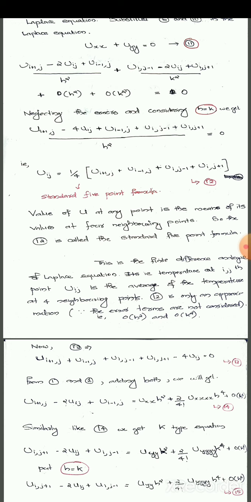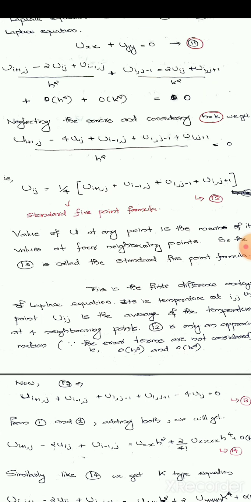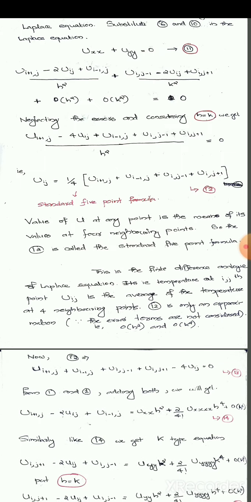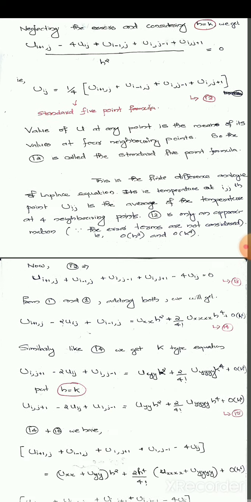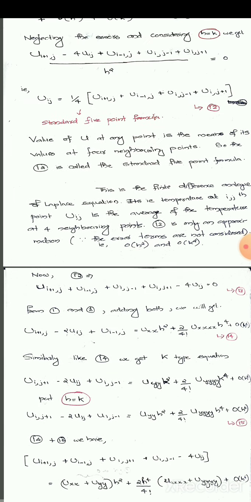We get the 5 points here. In this formula there are 5 points. So finding one point's temperature from the neighboring 4 points is called the standard 5-point formula. Thus, from the temperatures of the 4 points, we get the temperature of another point. The value of u at any point is the mean of its values at the 4 neighboring points. So equation number 2 is called the standard 5-point formula. Here error terms are not considered.